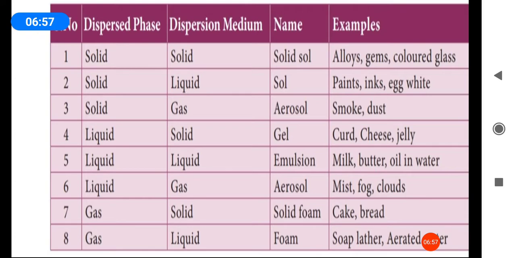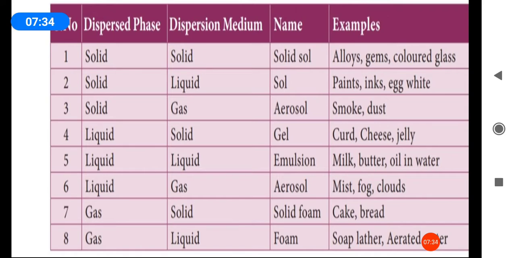Next, aerosols. Examples: smoke, dust. In these aerosols, the dispersed phase is solid and the medium is gas. So, solid in gas. The fourth one is gel. The dispersed phase is liquid and the dispersion medium is solid. These are semi-solid. Examples of gel are curd, cheese, jelly.